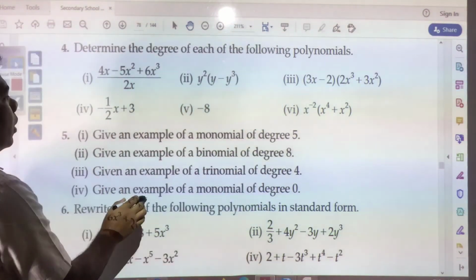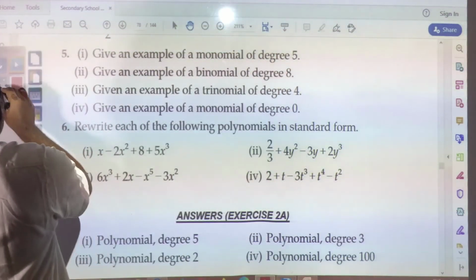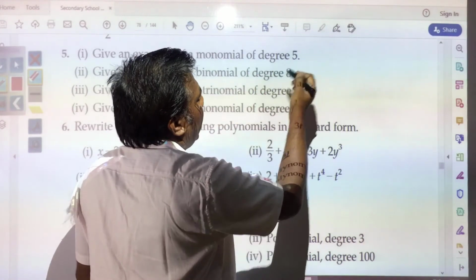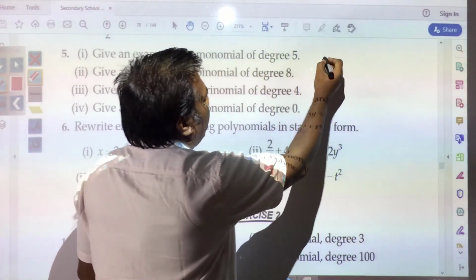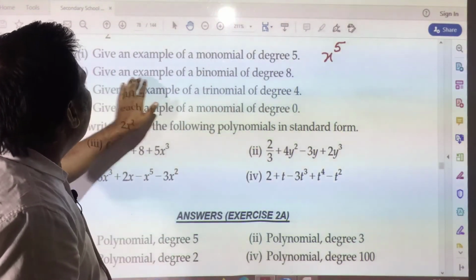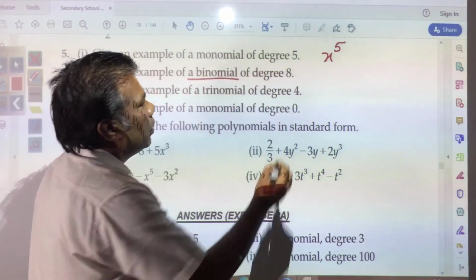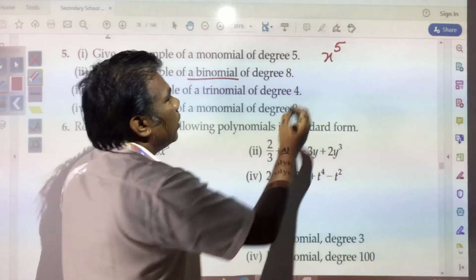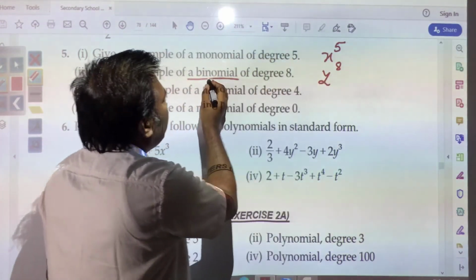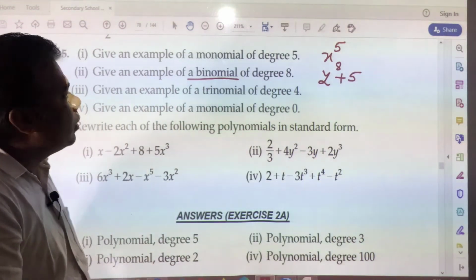Next you see, give an example of a monomial of degree 5. Monomial means only one term you should have. So, any variable you write x, y, z and power should be 5, x to the power 5, and this is monomial. Give an example of a binomial. Binomial means two terms you should have, of degree 8. Any variable can be taken x, y, z. So, you can write suppose y to the power 8. This is monomial, and you need to write binomial. Any constant term you write, suppose 5. So, this will be your answer.